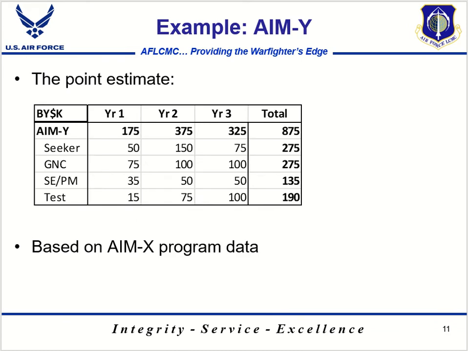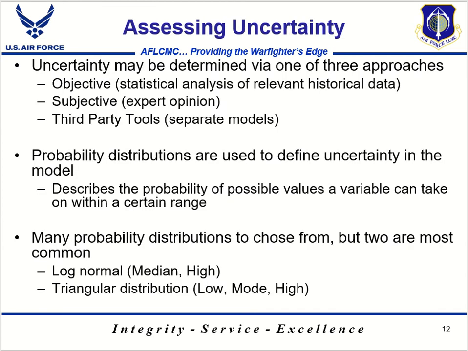So here's the WBS and the program's initial point estimate. It's been developed and phased, and it's in constant year dollars. Okay, so we've completed our point estimate, and now we're ready to assess the areas of uncertainty within that point estimate. There are a variety of ways to do this.